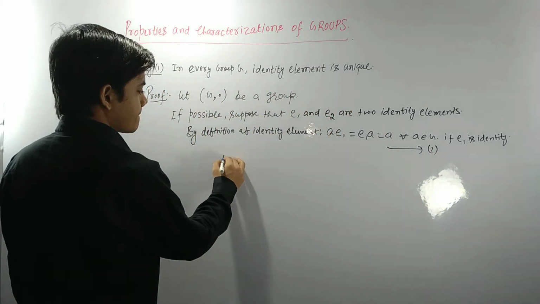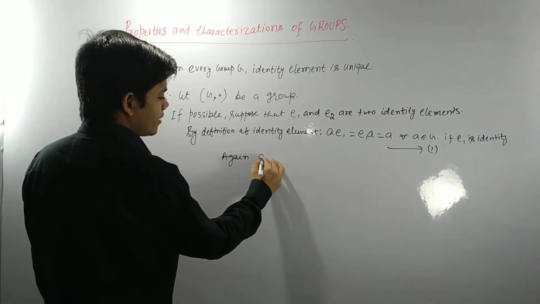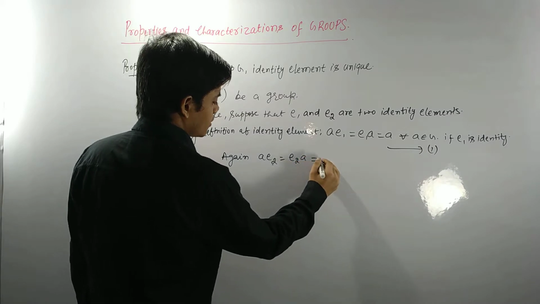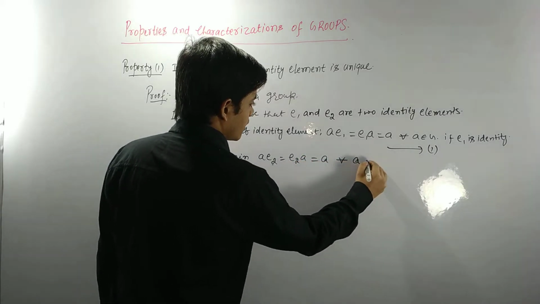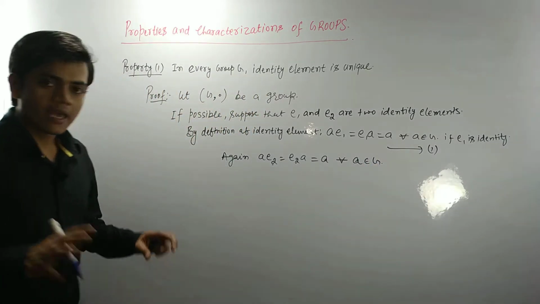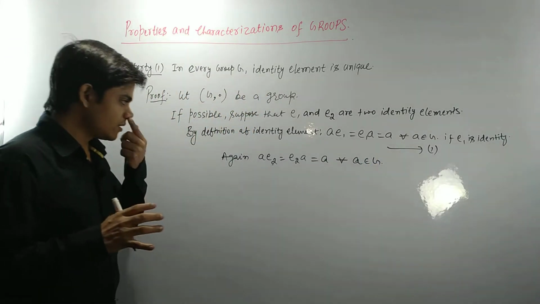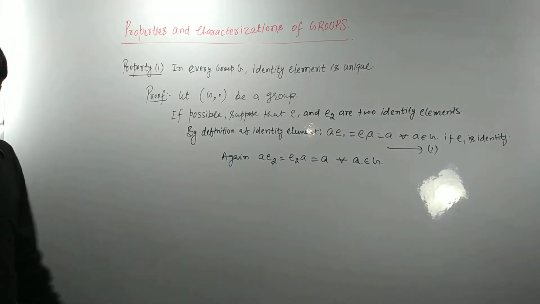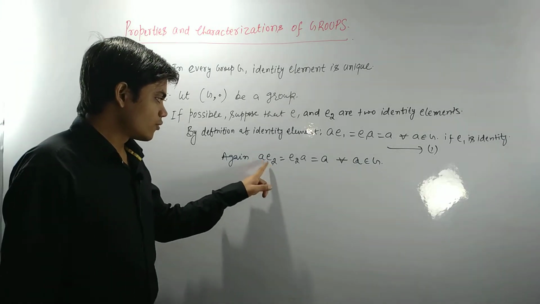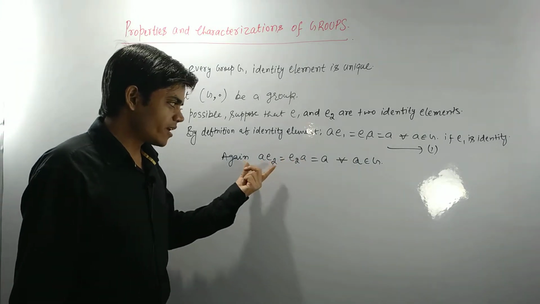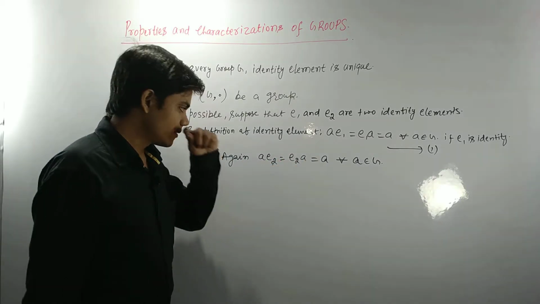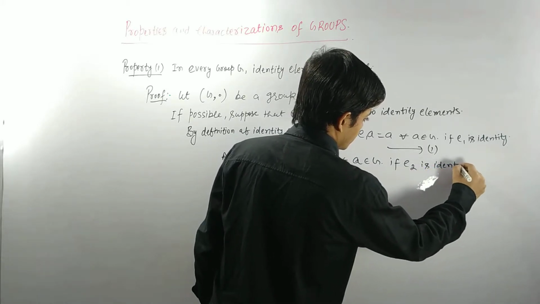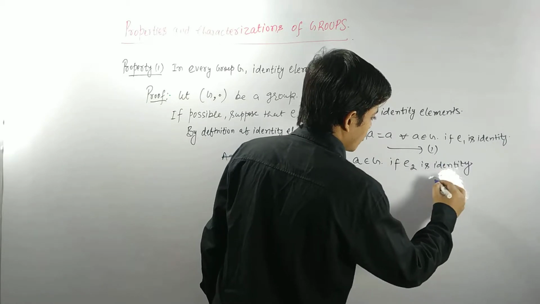And again, E2 A is equal to A E2 is equal to A for all A belongs to G, because if an identity element is operated on any element of the group, then you are going to get the same element. Means if E2 with A and A with E2, from left or right does not matter, then you are getting A if E2 is identity. Okay, and call it 2.